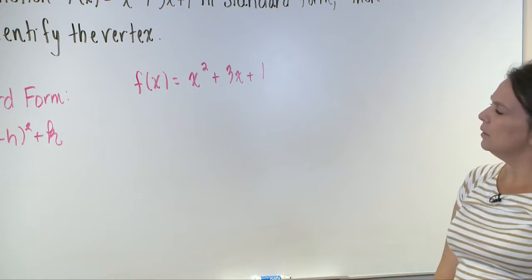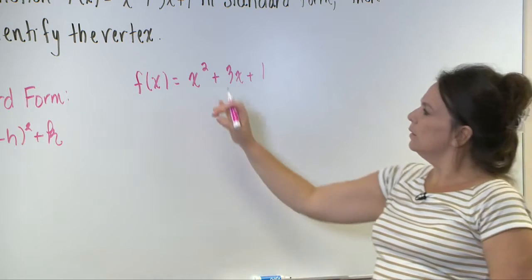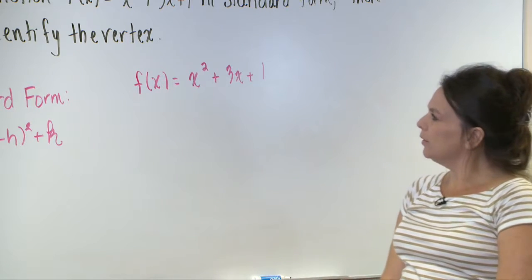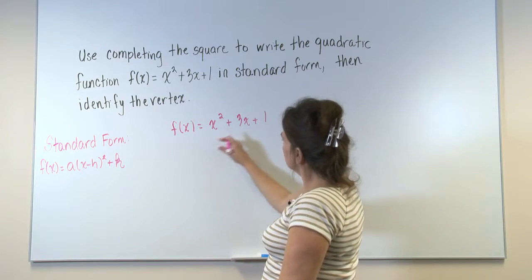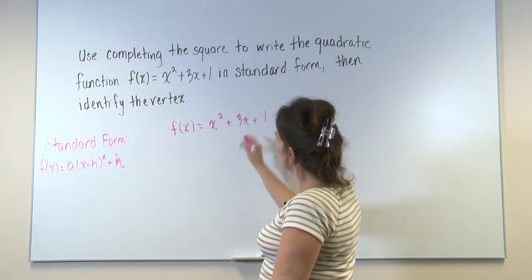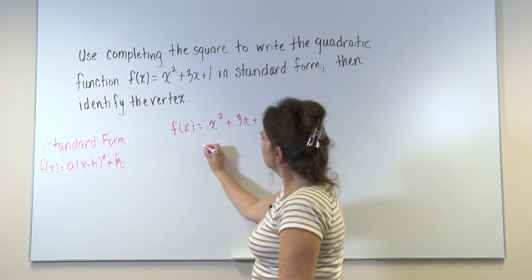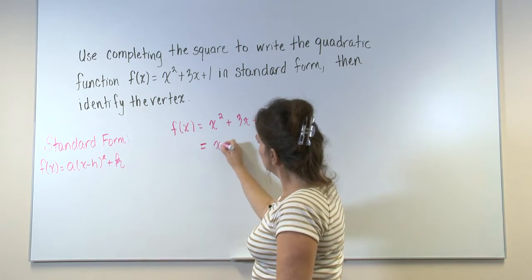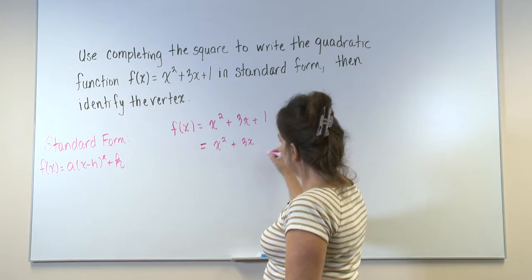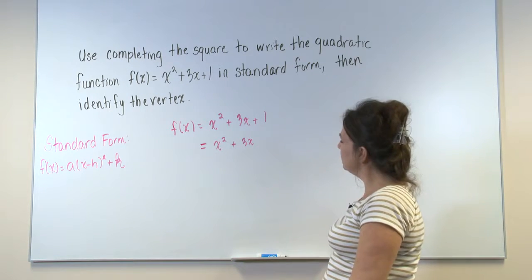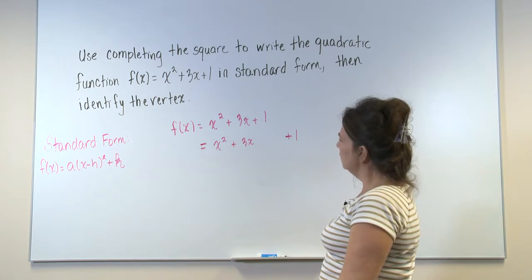In this function, the leading coefficient is 1. That is, the coefficient of the x squared is 1. And so what I want to do is complete the square for the linear term, 3x. So we have x squared plus 3x, and I'm going to deliberately leave some space here, plus 1.